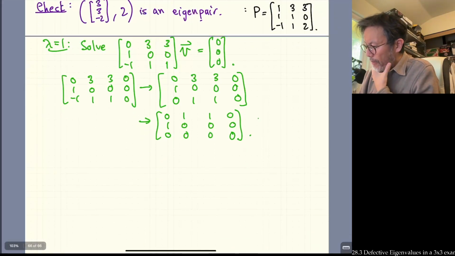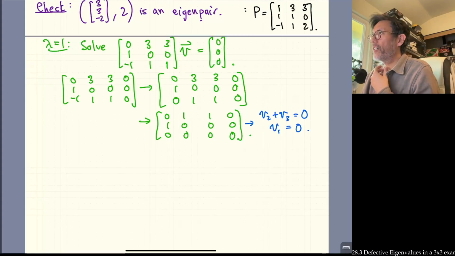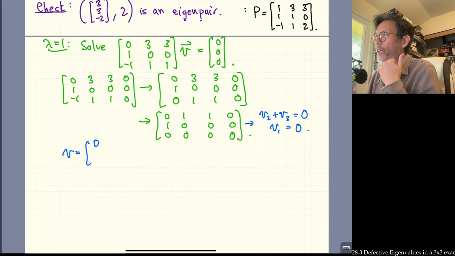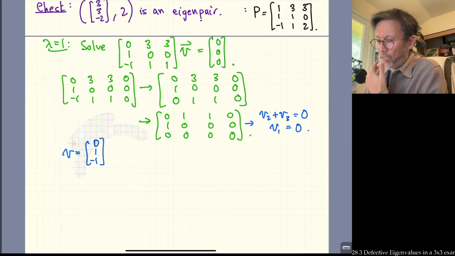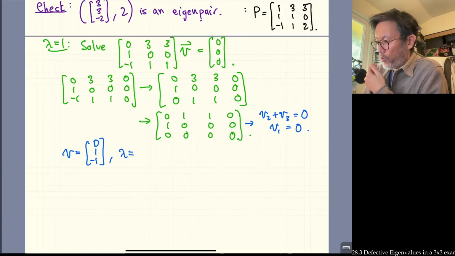So what this tells me is that V1 must be 0. Sorry, let me go in order here. This tells me two things. From the first equation, that V2 plus V3 must be 0. Cool. And that V1 must be 0. So I can write down an eigenvector relatively easily. I just need that V1 is 0, and that V2 and V3 be negatives of each other. So I might as well take V2 to be 1, and therefore V3 is negative 1. So this is an eigenvector, and my associated lambda is 1. And I believe this is exactly what I told you earlier. This is an eigenpair.